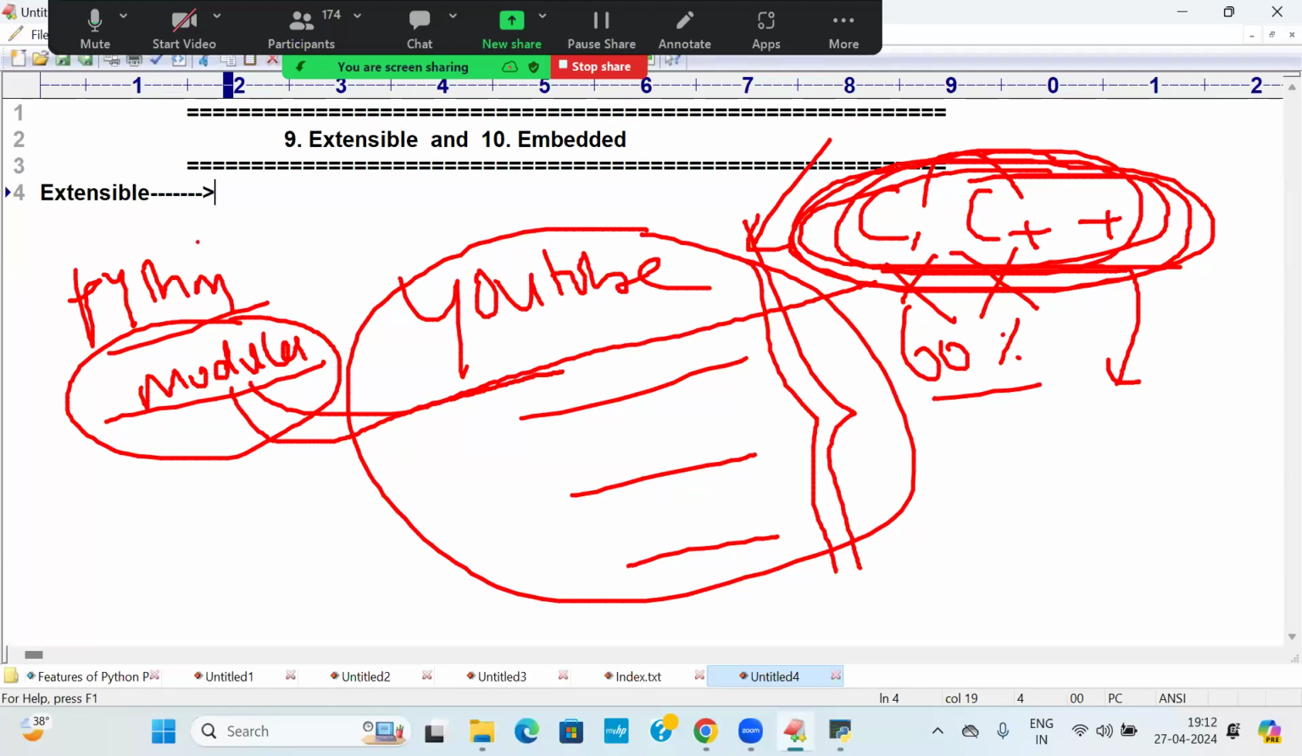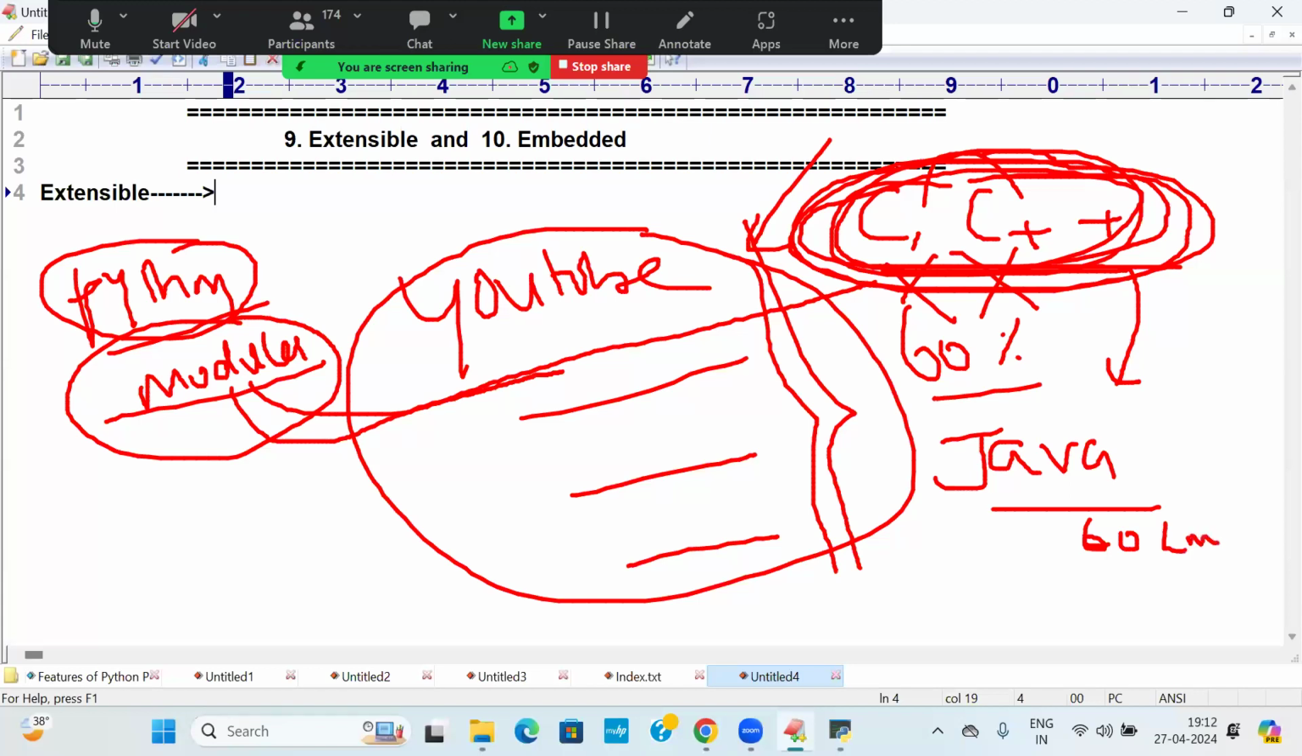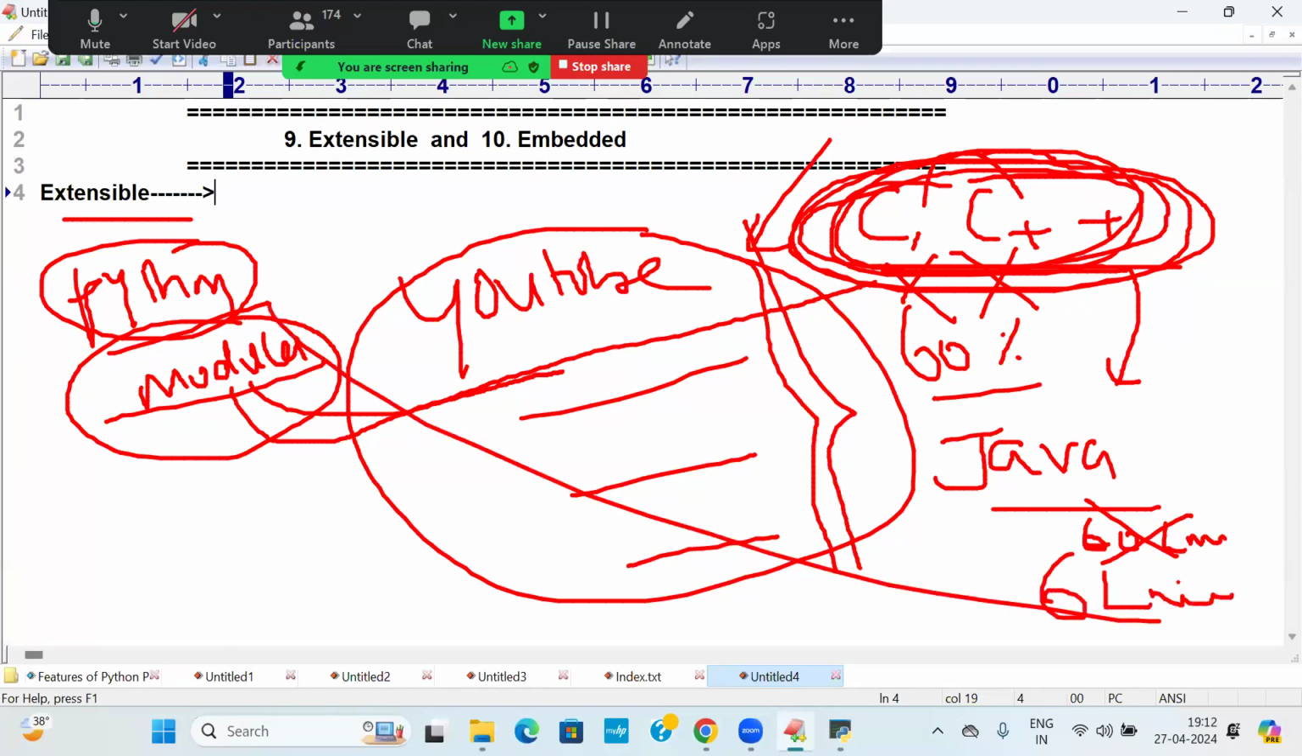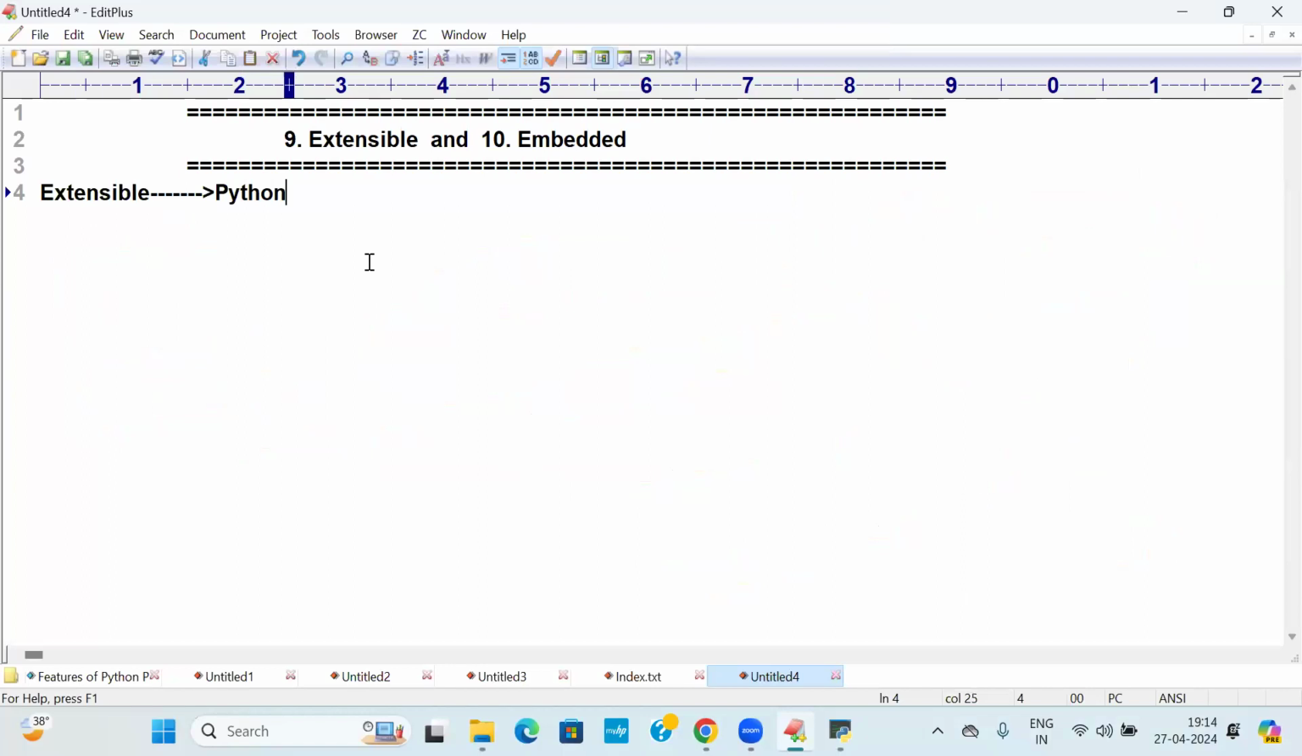That means Python code can be used inside of what? Other languages. Even as of today, people can use Python code inside of where? Java. That means in Java, if they are writing 60 lines of code, they are using the facility called what? Extensible. In place of writing 60 lines of code, they are just writing 6 lines of code. Even in Java, they can use which code? Python. That means in simple words, what is the English meaning of extensible?